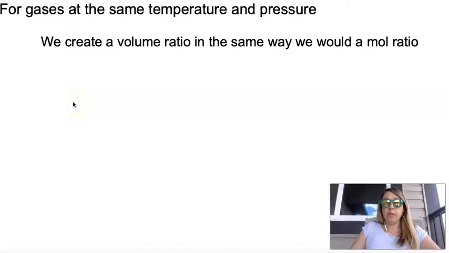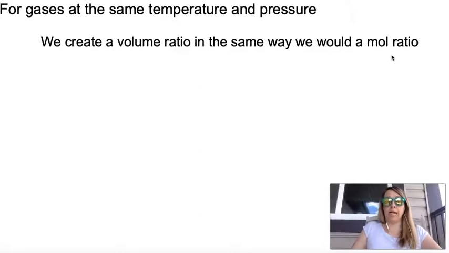So the first scenario we have is for gases at the same temperature and pressure. For these types of questions, we're generally going to find that we have two gases and we're converting from volume of one gas over to volume of another gas. So what we can do in that case is create a volume ratio, and we create a volume ratio the exact same way we do a mole ratio. It's important to recognize this volume ratio only works when you're converting a gas volume to a gas volume. It does not work for solution to solution, only for gases. We will revisit this when we are actually in the gas unit, but let's show you a quick example of what this is going to look like.